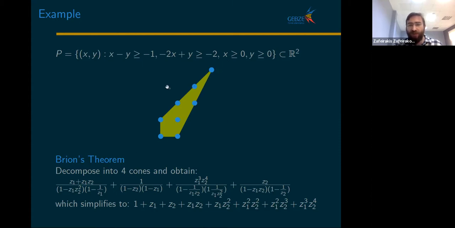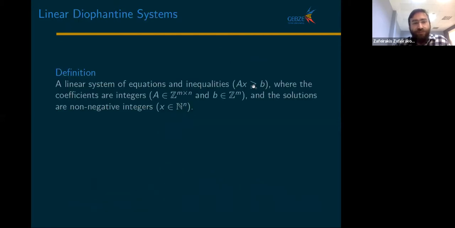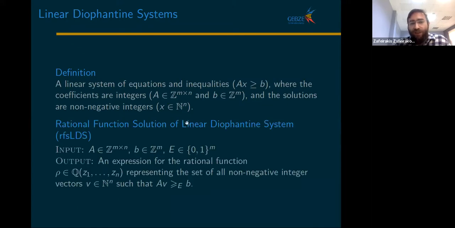So, if we sum up these 4 rational generating functions, we actually get this polynomial, whose exponents are exactly the blue points in here. Okay, so that's just an example of how Brion's theorem works. Good. And now it makes more sense why I'm saying an expression for the rational function, because we will allow a sum of rational functions, right? Good.